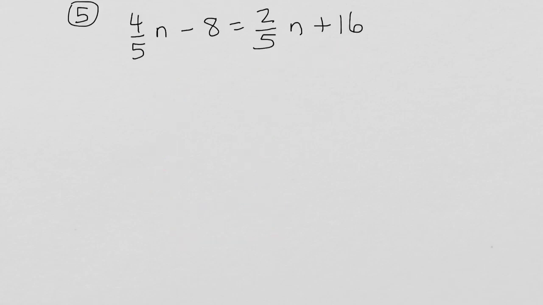Okay, here's a problem that has fractions involved, but you know how to add and subtract and multiply and divide with fractions. So go ahead and pause the video, try it on your own, and then turn it back on and check your work. So this one, I'm going to want to gather up all of the variables on one side. So I'm going to subtract 2/5 n from both sides.